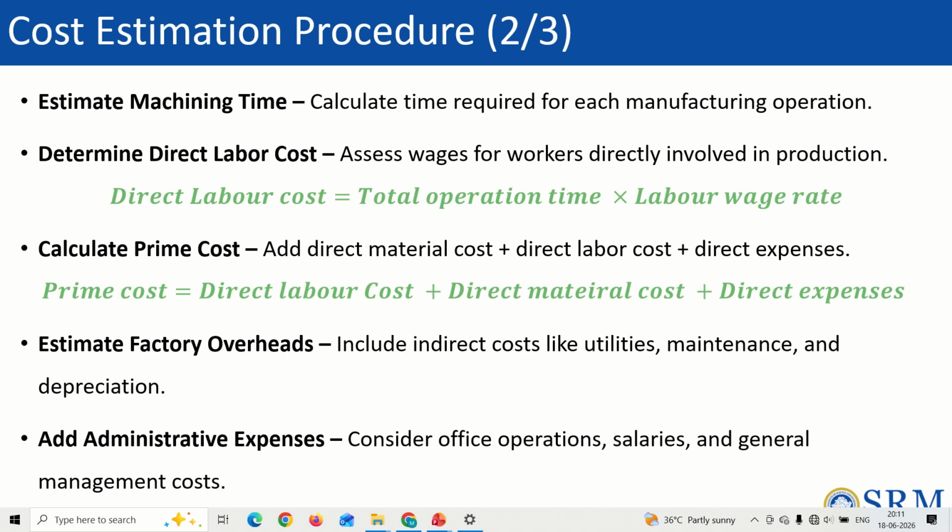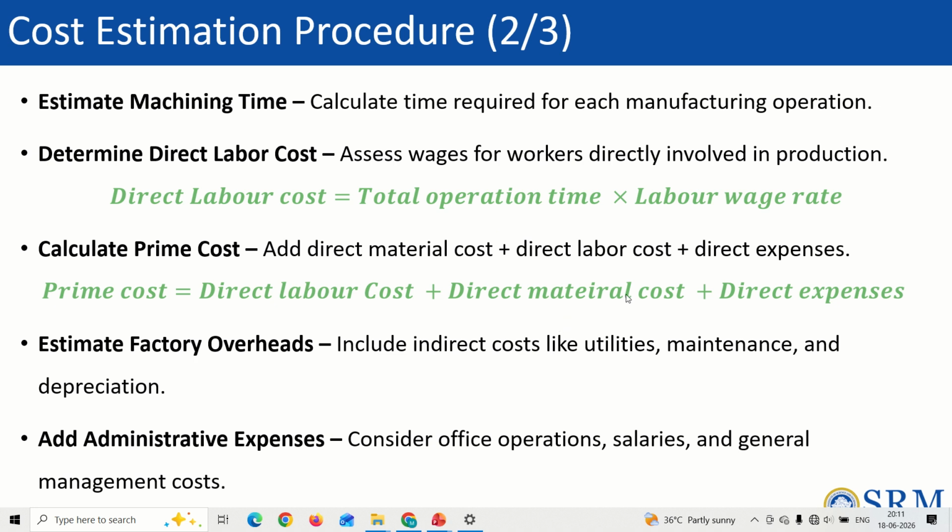Next, moving into the operational calculations. Step 8, we calculate the machining time required for each manufacturing step. From there, we determine the direct labor cost by multiplying the total operation time by the labor wage rate. Direct labor cost is equal to total operation time into labor wage rate. Then this allows us to find out the prime cost by adding together direct labor, direct material and direct expenses. So prime cost is equal to the sum of the direct labor cost plus direct material cost plus direct expenses.